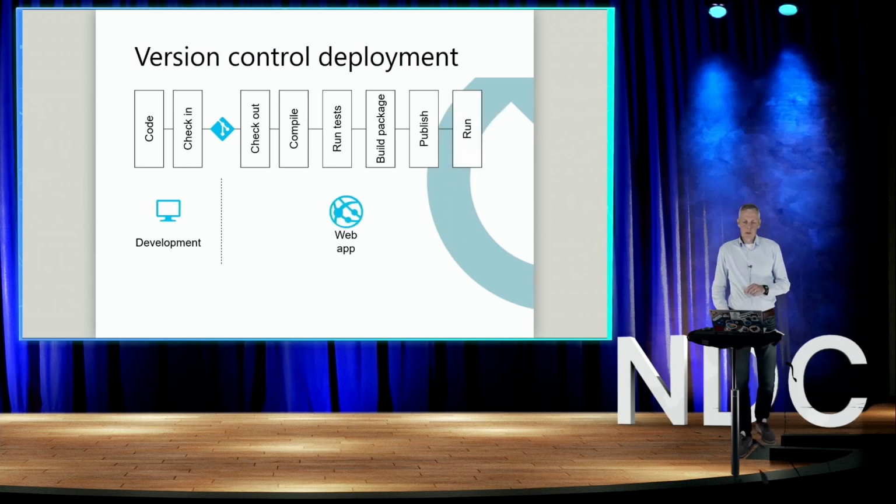So for the third option, version control deployment, you still do your coding and you check it in to your local Git on your local environment, but then you push it directly to the web app and you have it checked out, you have it built, running tests, build the package, publish it, and run it on the Azure Web Apps infrastructure. So in this case, we don't need any external infrastructure set up for our build and deployment pipeline.